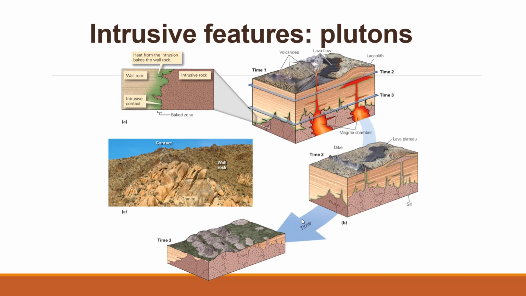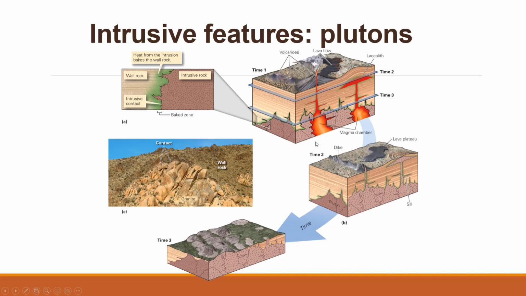We can also have plutons. This is basically just a big blob at depth. It doesn't have a specific shape. We call it massive. You will get dikes and sills off of plutons. You can also have extrusive flows coming off of those as well.